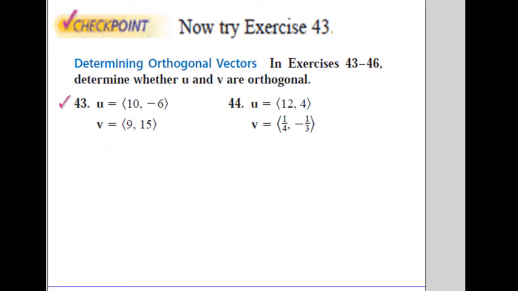All right, go ahead and try exercise 43, apply the dot product, check your answer in the back of the book, come back when you're done.